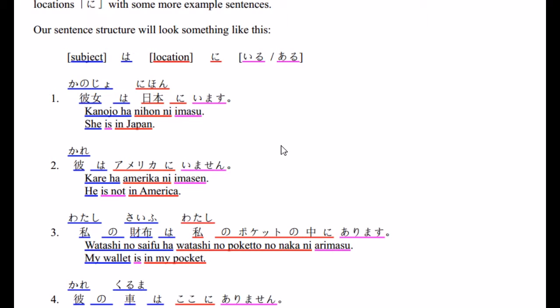So here we have our first example sentence. 彼女は日本にいます。She is in Japan.